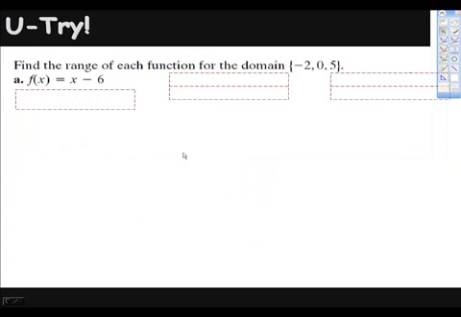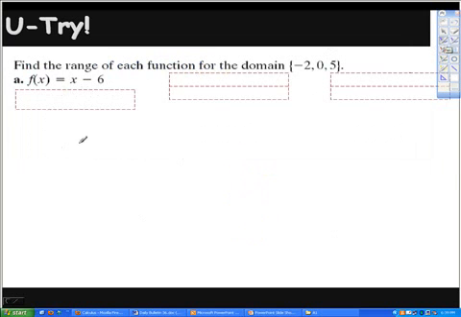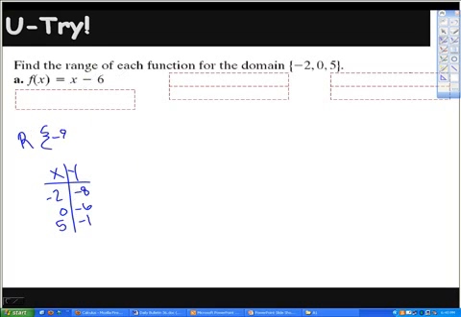For this problem, we're given a domain and a function that says, what's the range? Let's just go ahead and do a table here. So we've got x, we've got y. We can use -2, 0, and 5 in our domain and see what we get. If I plug in -2, -2 minus 6 is -8. If I plug in 0, I get -6. If I plug in 5, I get -1. So my domain's given, my range is -8, -6, and -1.